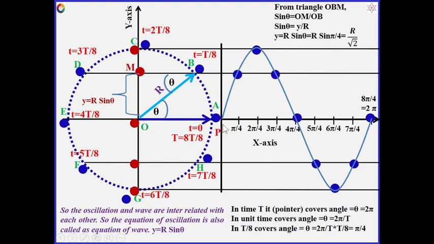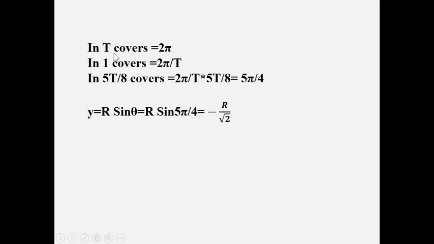So if we take angle along the x-axis and displacement along the y-axis, then at pi by 4 the displacement is r by root 2. Now we have to consider another displacement: the particle is initially at A and covers this much distance on the circumference, with time taken 5t by 8. We know that in time t it covers 2 pi angle, so in unit time it is 2 pi by t. In 5t by 8, it covers 5 pi by 4 angle.